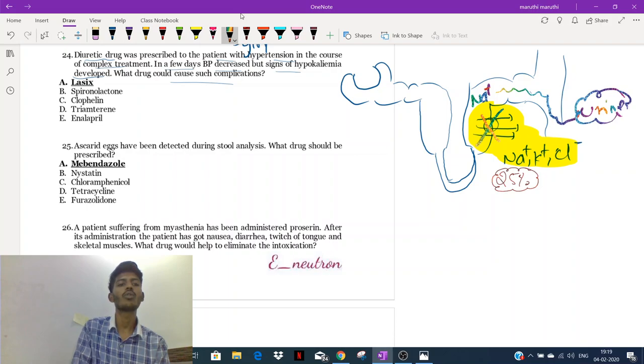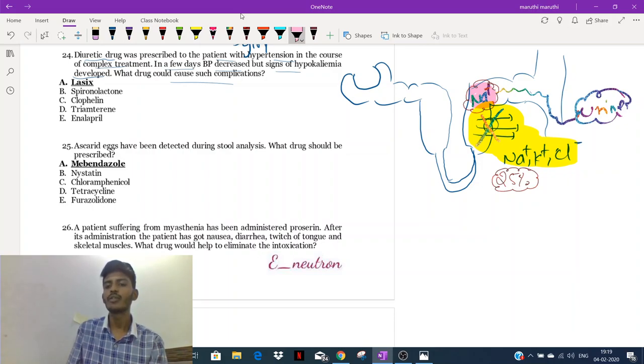When it is going in the urine, sodium will take water with it. So, one golden rule of the kidney is what? The golden rule of the kidney is that sodium, wherever it goes, it will take water with it. Means water follows sodium. So, along with sodium, water will go. That will cause the diuretic effect. Agreed. But if sodium will not be absorbed here, it won't allow potassium and chloride also to be absorbed.